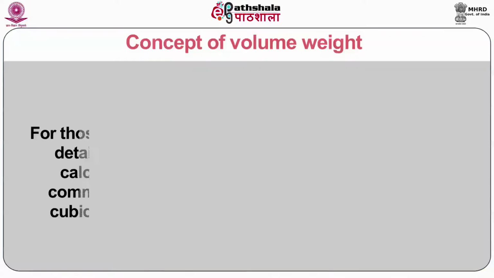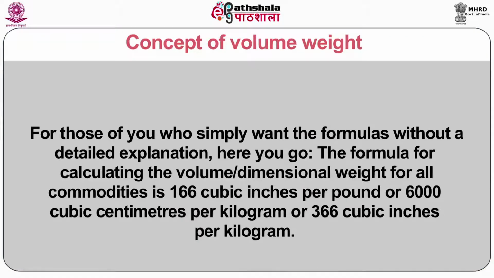Chargeable weight is commonly used by air freight forwarders, domestic motor carriers and brokers to calculate their air freight and/or domestic trucking charges. For those of you who simply want the formulas without a detailed explanation, here is the formula. The formula for calculating the volume or dimensional weight for all commodities is 166 cubic inches per pound, or 6000 cubic centimeters per kilogram, or 366 cubic inches per kilogram.